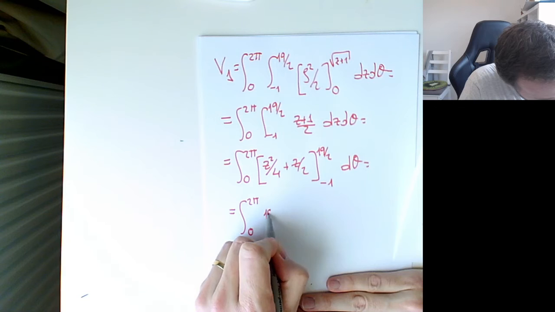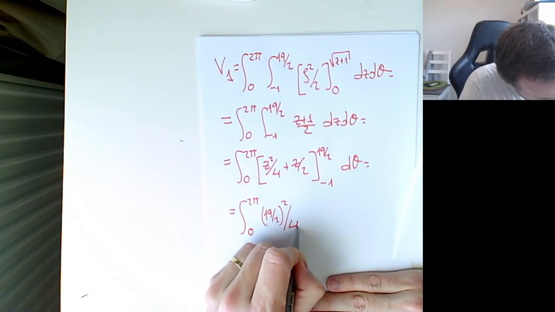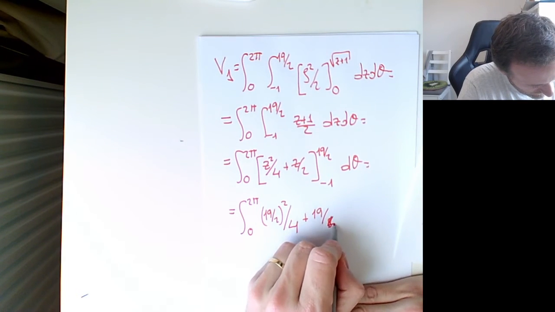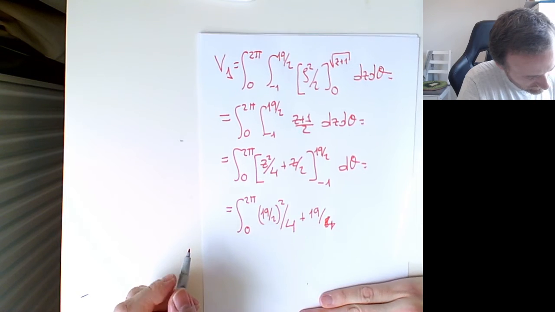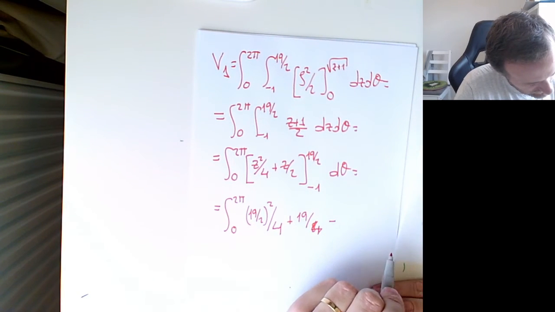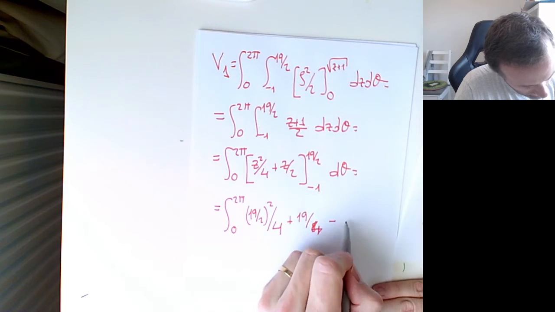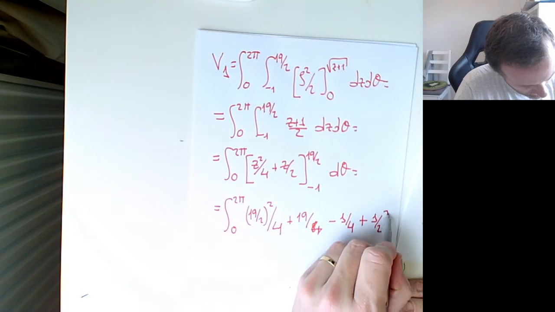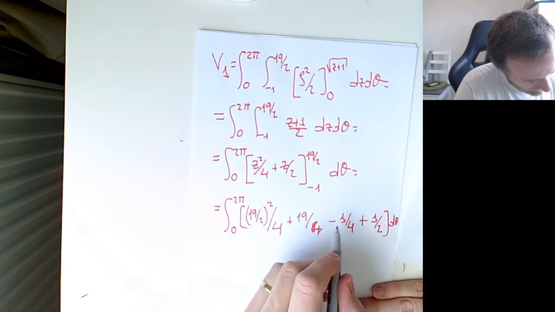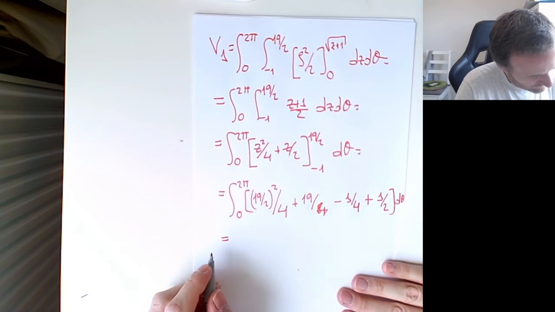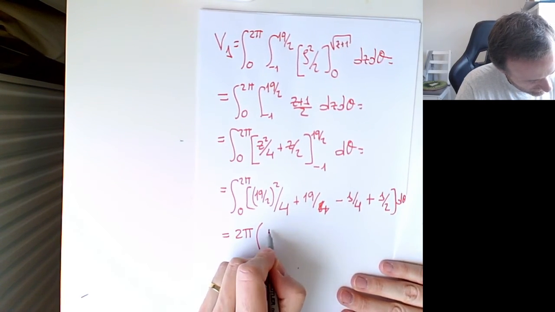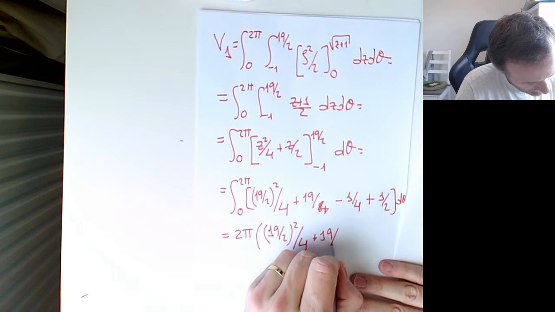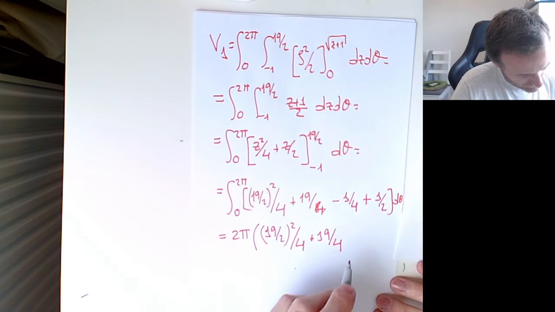Now we substitute, from 0 to 2 pi: 19 halves squared over 4, plus 19 fourths, minus a fourth, plus a half, all d theta. Because this is a number, what we get is 2 pi times all this number. That can be computed. Be my guest, you will enjoy it. How much is this?